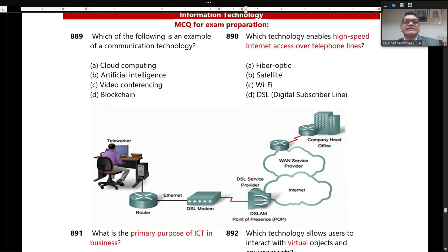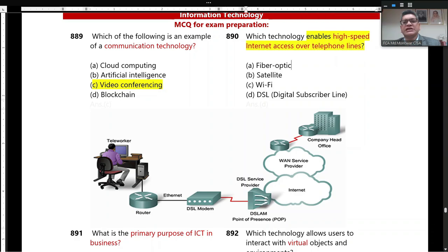Which of the following is an example of a communication technology? Here, four items is here. So here, communication technology is video conferencing. So here, example of communication technology is video conferencing. Here, answer is C. Which technology enable high speed internet access over telephone line?